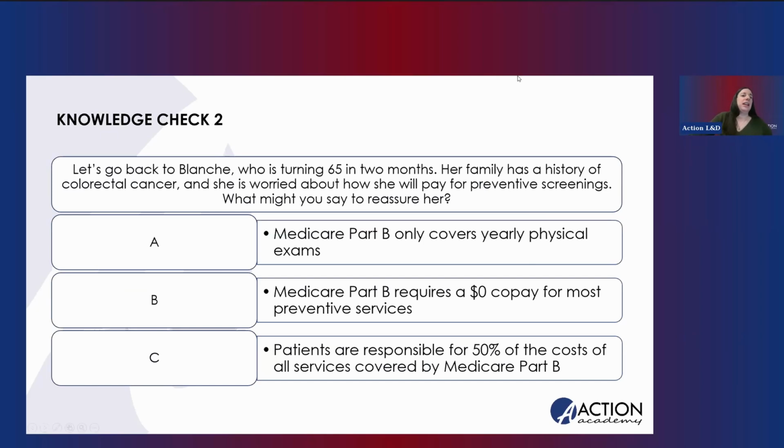Okay, so number 2, now let's check. If you could be so kind as to put in the chat which answer best supports what we're talking about here based on what we talked about just now. So Blanche, our friend again, turned 65 in 2 months. Her family has a history of cancer. She's worried about how she's going to pay for those preventative screenings. Nobody wants to spend money at the doctor's office, right? So what do you tell her?